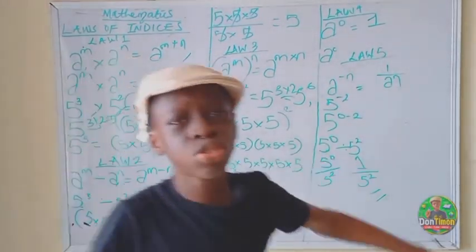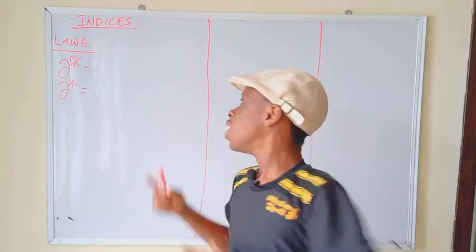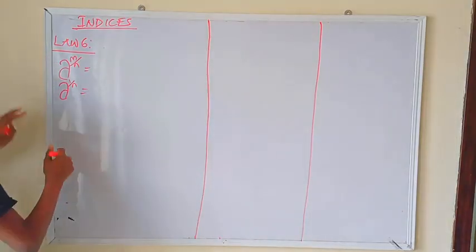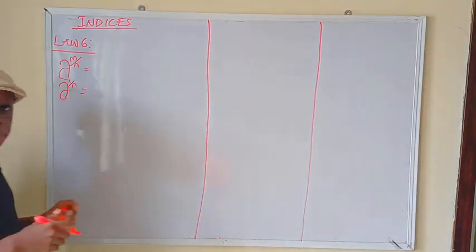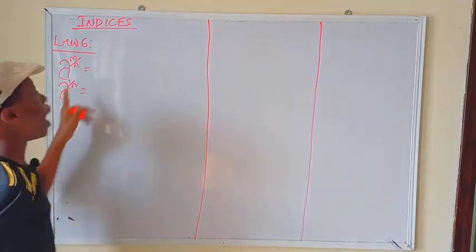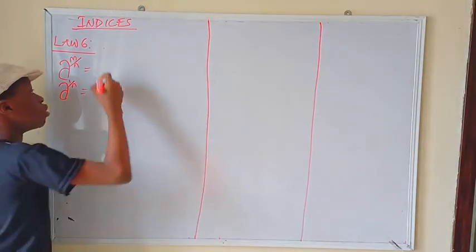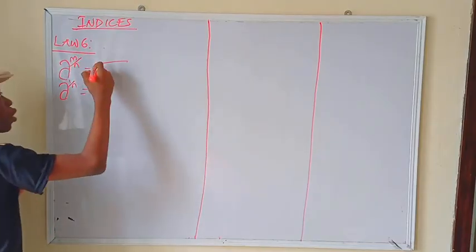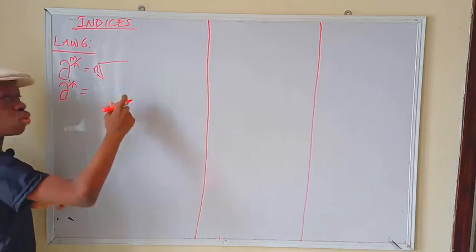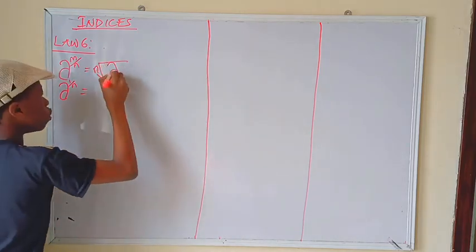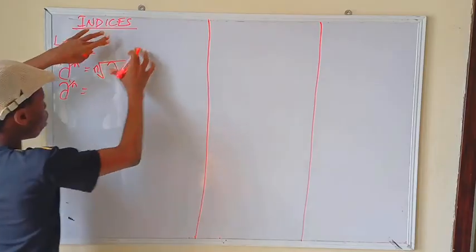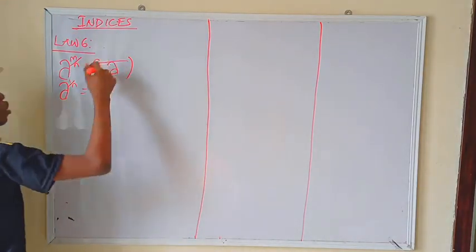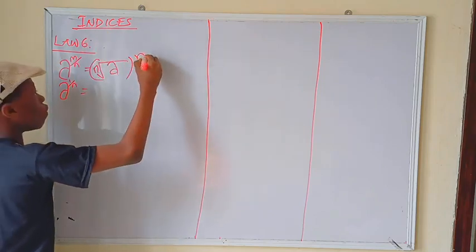Now, let's move over to law 6. It says here in law 6, a raised to the power of m divided by n is what? So what do you do? You draw a square root, and the denominator, you put it here. So the n-th root of the base, you put it here. And where is m? All of this in brackets raised to the power of m.